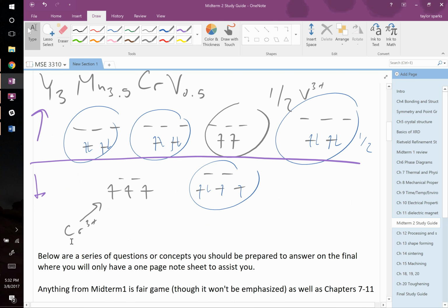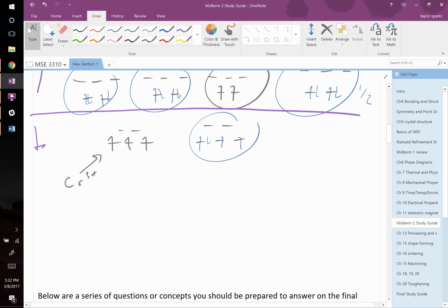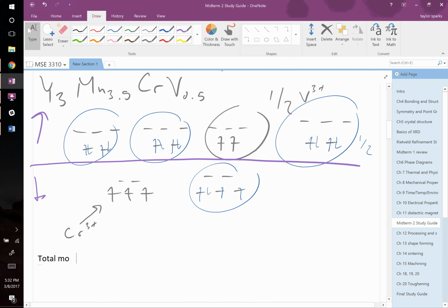Vanadium's giving grief. Okay, let's just type it out. What would our total moment be? Let's call negative moment tetrahedral, and positive octahedral. Fair enough?